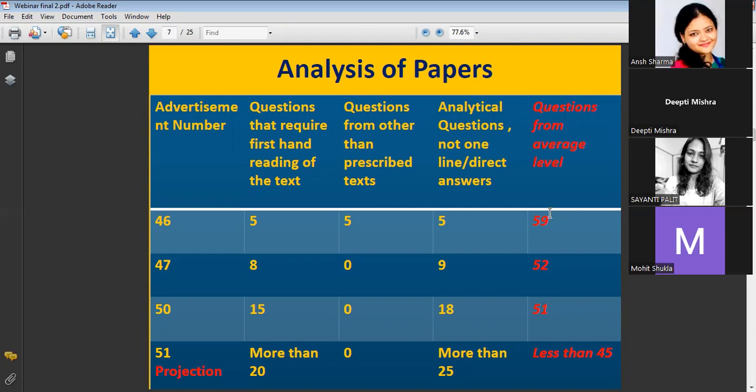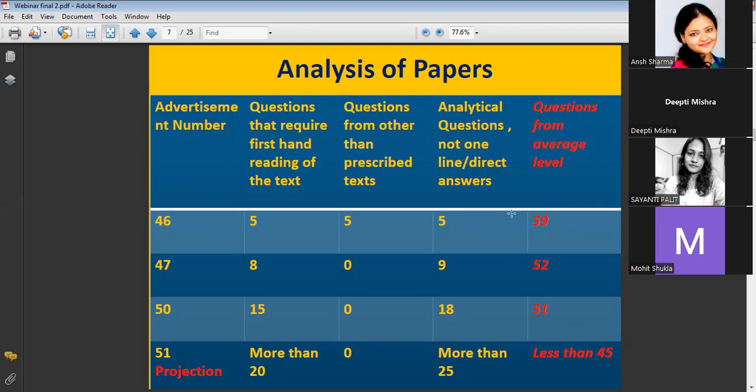And even you will agree with me that when you start from 46 and come towards 50, the level of difficulty increases. And the level of difficulty increasing means that an average person with an MA, even one who has cleared NET, will be able to successfully attempt a lesser number of questions as the level and the complexity increase. And you can see that it has been consistently increasing.